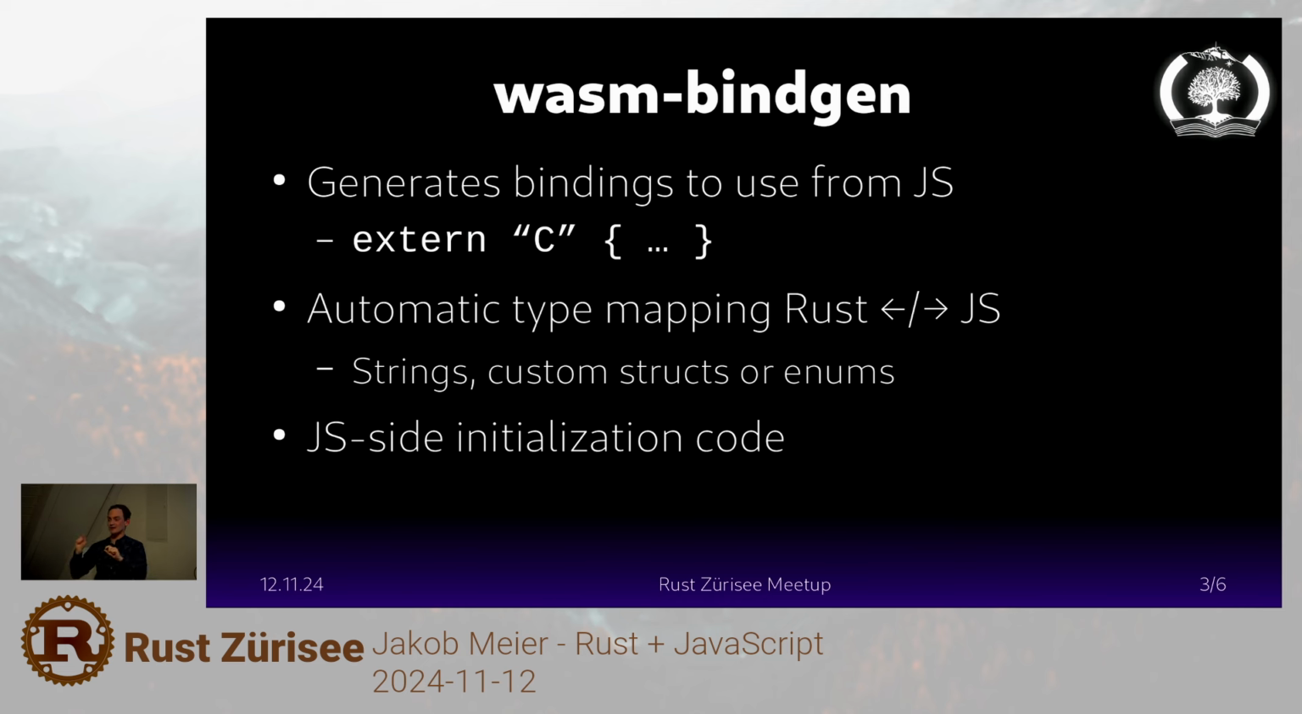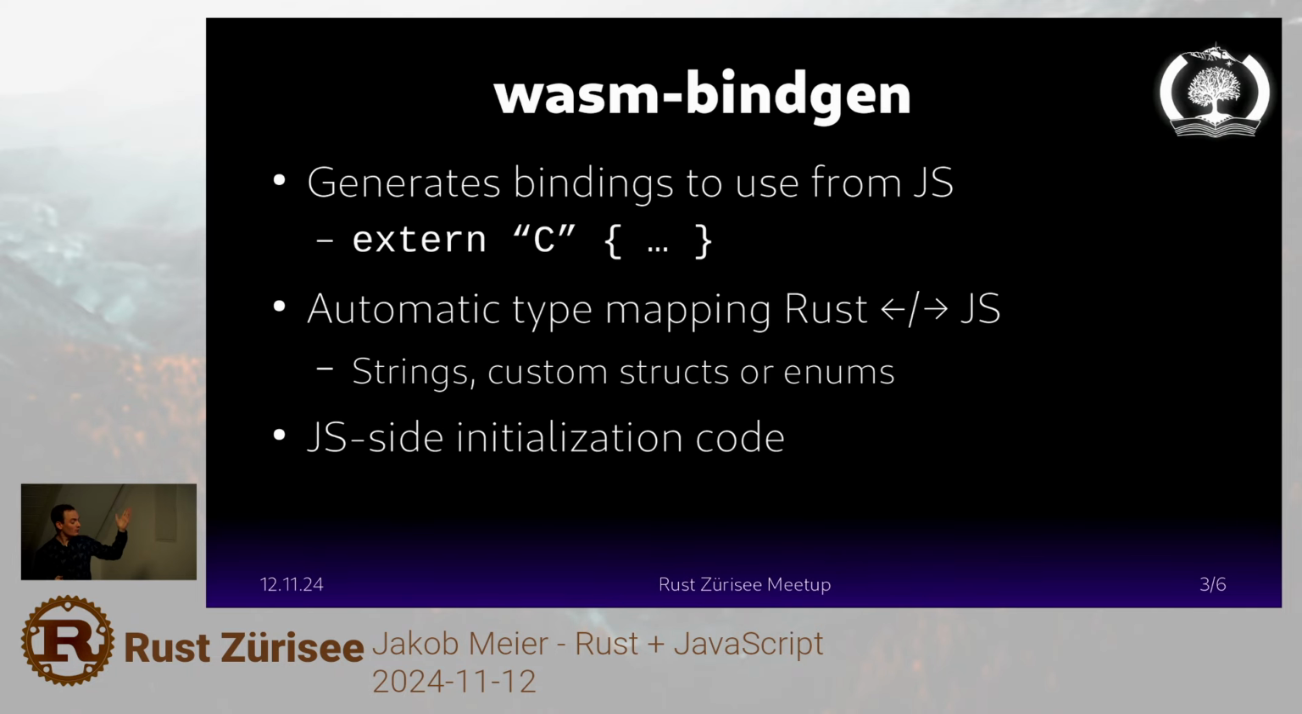However, wasm doesn't have a nice interface for objects. You can only pass around numbers, and things are pretty annoying if you try to do everything by hand. That's why you can have wasm-bindgen that generates all the bindings that you need to make the communication between Rust and JavaScript easier.